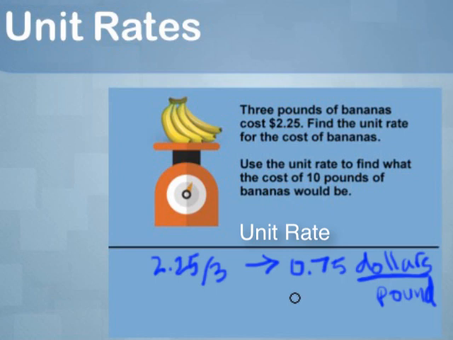With this unit rate, we can calculate the cost for any amount. So the cost of 10 pounds of bananas is 10 times the unit rate, or 10 times $0.75 per pound, for a total of $7.50. Unit rates are an important part of our everyday use of mathematics. Let's look at another example.